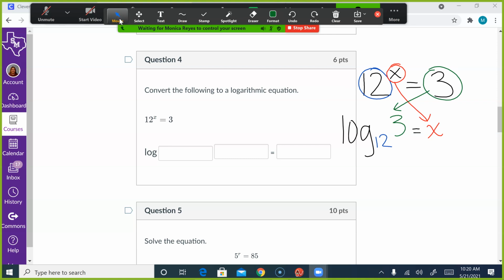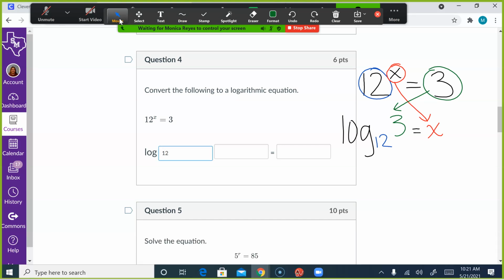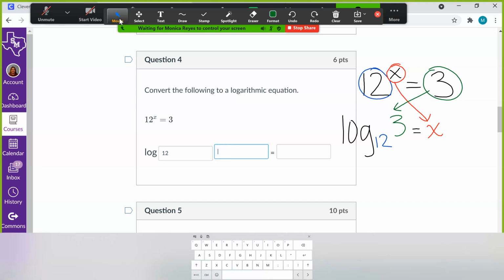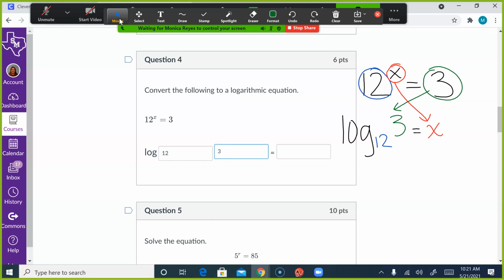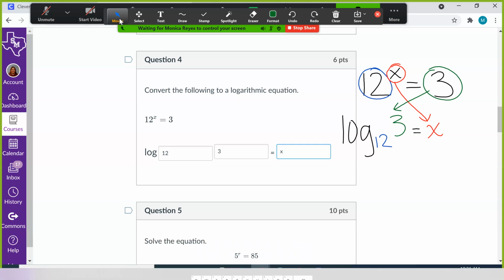So we're going to type in these 3 numbers. So the subscript, I know this doesn't look little, but the little number is going to be 12. The number inside the log is 3. And the number that is equal to the exponent on the other side is x.